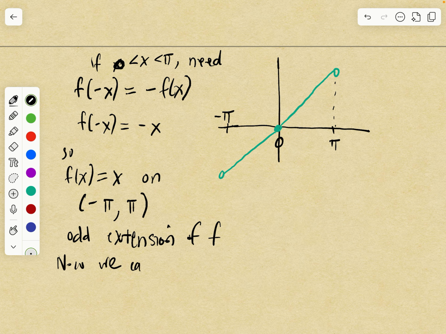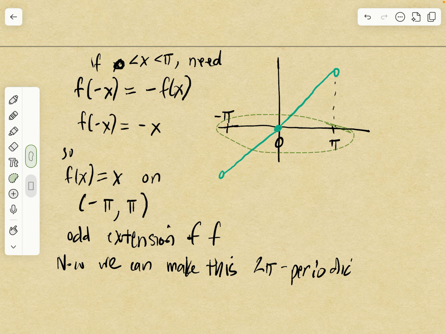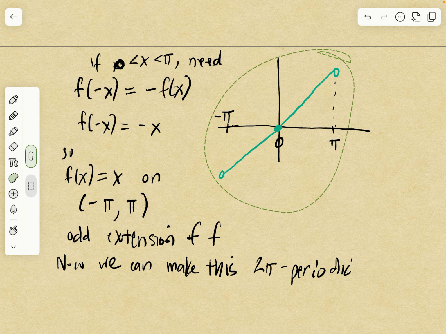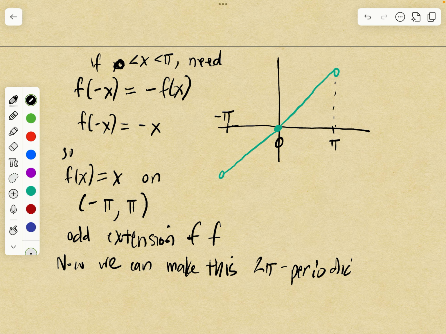Now we can make this 2 pi periodic. How do we do that? Well, this domain goes from negative pi to pi, so that's a length of 2 pi. And so to make it periodic, you just take this whole graph and translate it to the right and to the left forever. So if you go from negative pi to pi, that's a length of 2 pi. So you add 2 pi more, so that would be pi to 3 pi, and then you just take the same graph. So it's just going to look like this.